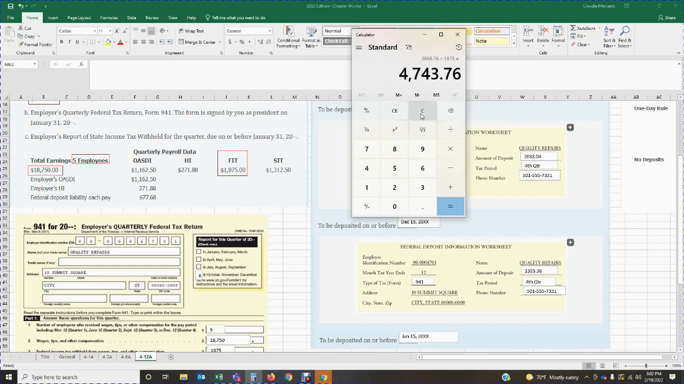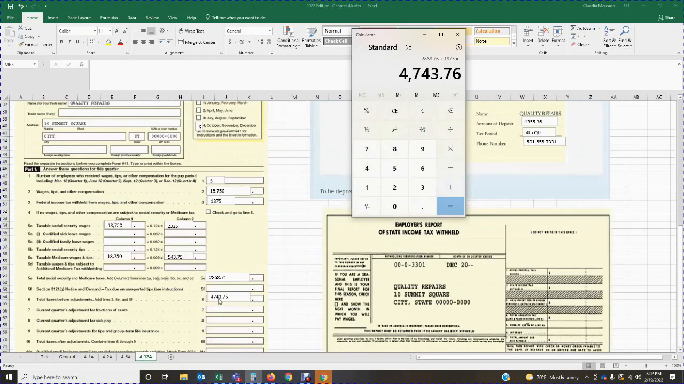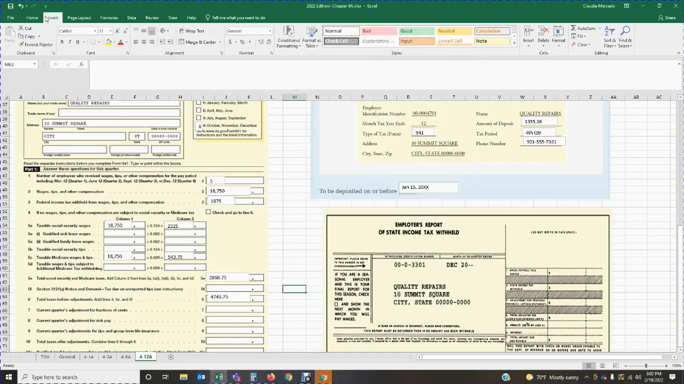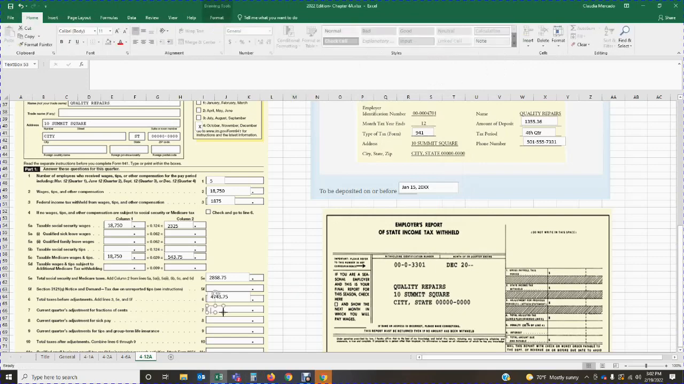That gives me 4,743.76. We're going to take that number and subtract the amount on line number 6, which is 4743.75. So that means we're going to have a 1 cent adjustment. My adjustment is for 1 cent.